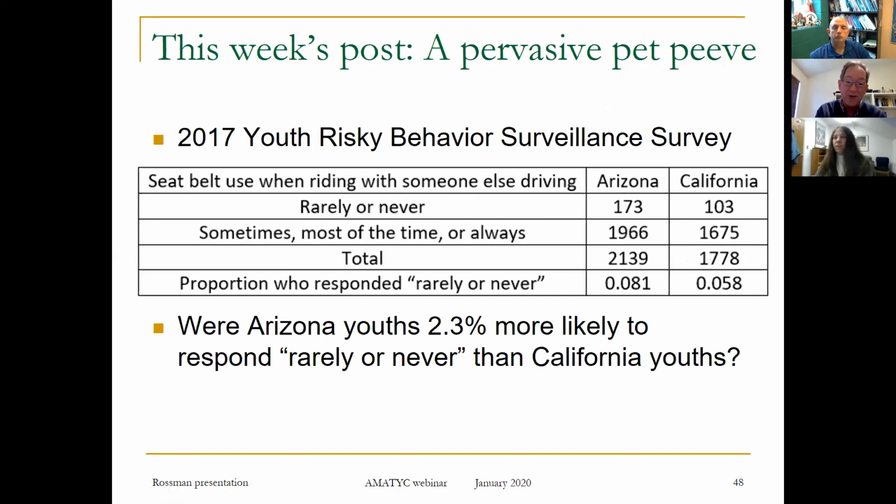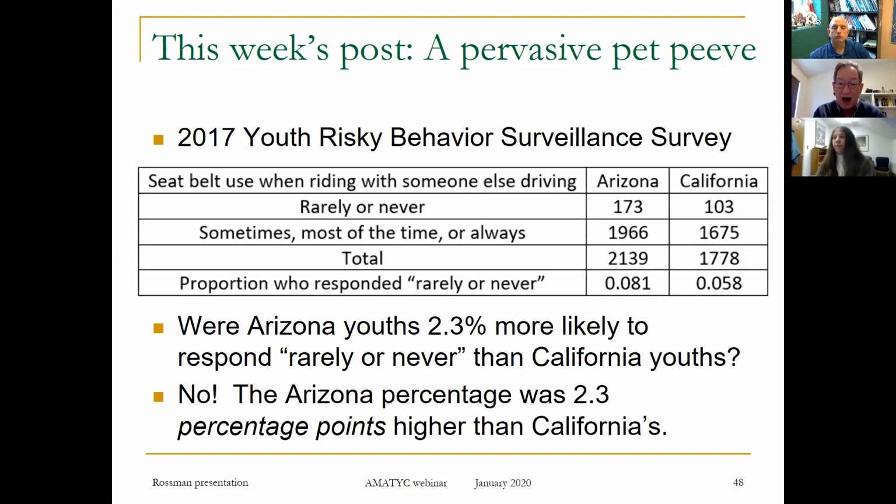Here's the key question that this week's blog post hinges on. Does that mean Arizona kids are 2.3% more likely to respond rarely or never than California kids? And that's tempting to say. Most students think that sounds just fine. Most people, I think, think that sounds just fine. But that's not true. That's not what a percentage difference is about. We can say the difference between Arizona and California is 2.3 percentage points, but that's a different statement than talking about percentage difference.